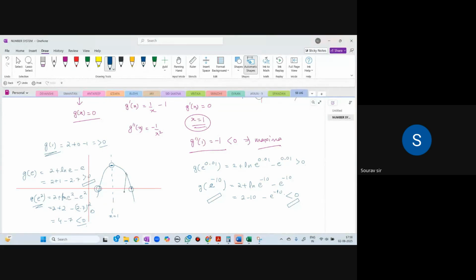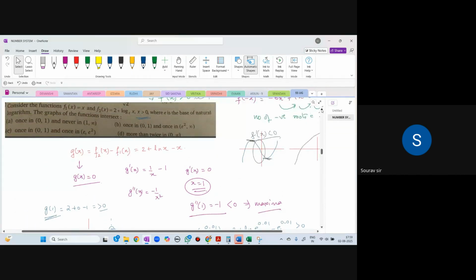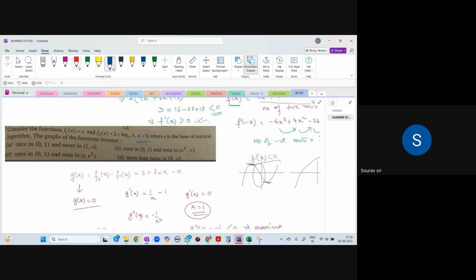So suppose this is g(e), and this is g(e squared). There has to be another root between x equal to e and x equal to e squared. Therefore, there are two roots, one between 0 and 1, and the other one between e and e squared.